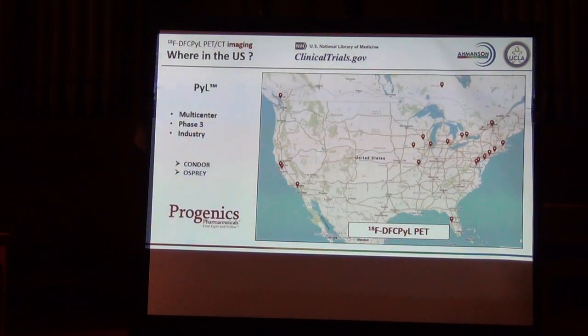Then you have big trials that are conducted by industry, by the big companies such as Progenics. Here is the PYL, it is called. It's the same target, it's PSMA, it's just a different compound. And here they are doing a multi-center big study across the US. I think the VA in LA is part of it. And then maybe, I'm not sure, but maybe City of Hope in LA.